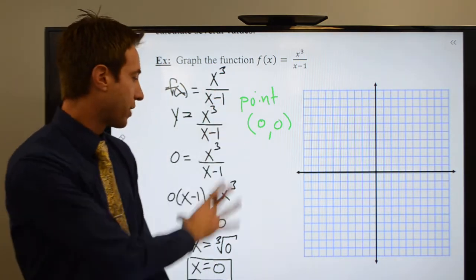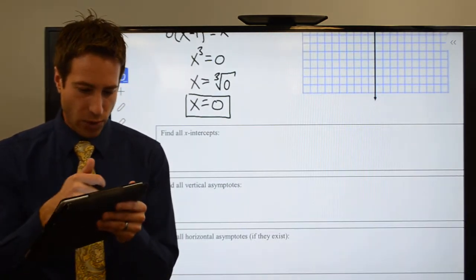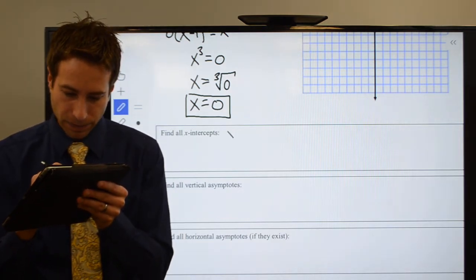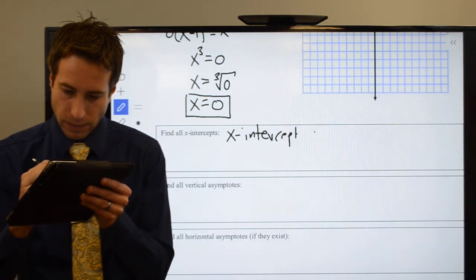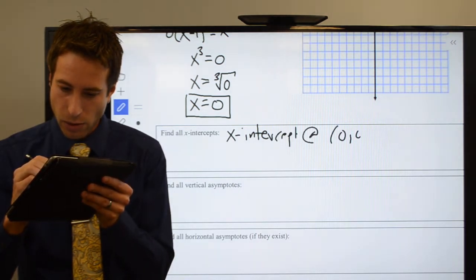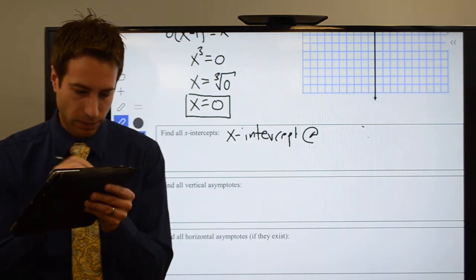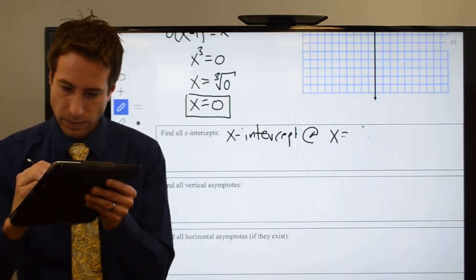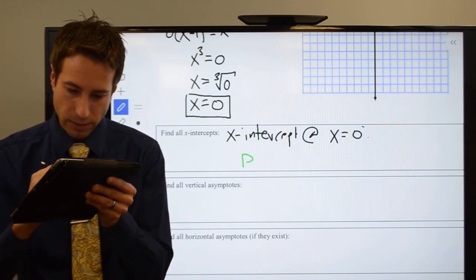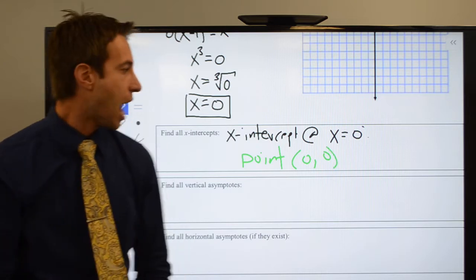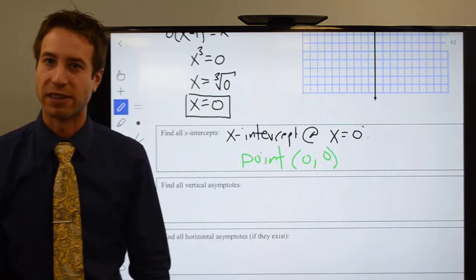And since you did all this work up here, I'll just put right down here in the box that I have an x-intercept at x equals 0, and my point is 0, 0. So I'll plot that point when we go about graphing the function.